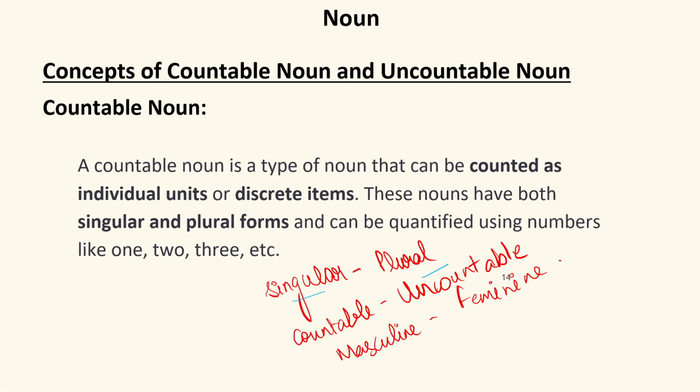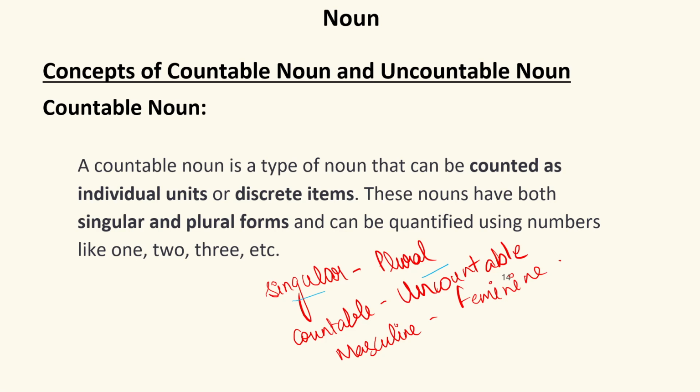Then we have countable and uncountable category. Now, what are countable nouns? A countable noun refers to a type of noun that can be counted in terms of 1 to 3. For example, the things which I can count. If I say students, I can count them 1, 2, 3, and 4, and so on. There are many students. If I say pen, I can count them 1, 2, 3, and so on.